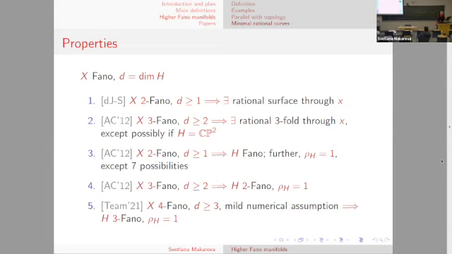Are there any questions? Are there examples of H with higher Picard rank? There only are examples in this case. These examples actually occur, and they describe them explicitly in their paper. And with further positivity conditions, there will be no examples, like for higher Picard rank H.